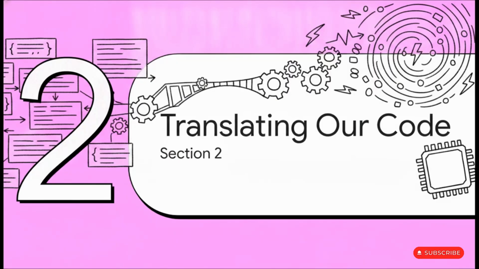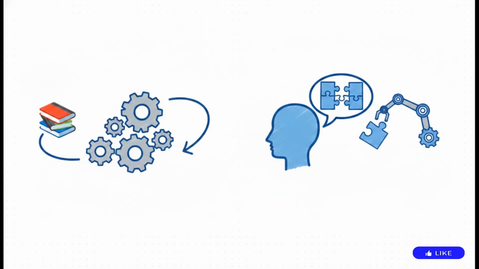Which brings us to Section 2. Translating our code. Now, you might be wondering, if our code starts out as just regular text, how does it make that massive leap into raw electrical signals? Well, we need translators, and there are two main types of programs that bridge this gap. First up, we've got compilers, which are used in languages like C++. Think of a compiler kind of like translating an entire book into another language before anyone even starts reading it. It does all that heavy lifting ahead of time, which usually makes the final program run much, much faster.